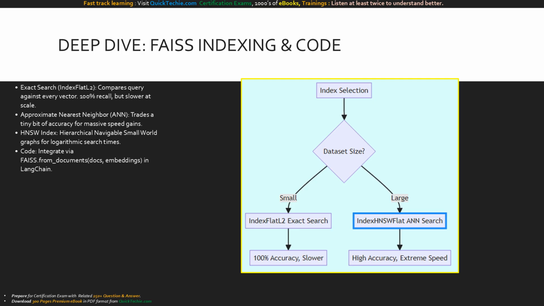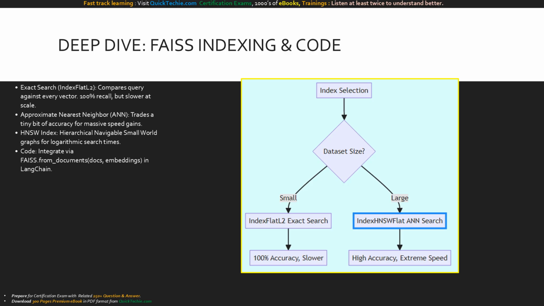In practice, you can initialize an HNSW index using FAISS.indexHNSWFlat dimension 32. If you are using LangChain, it abstracts this complexity nicely. Simply use FAISS.from_documents, embeddings to build your optimized index instantly.